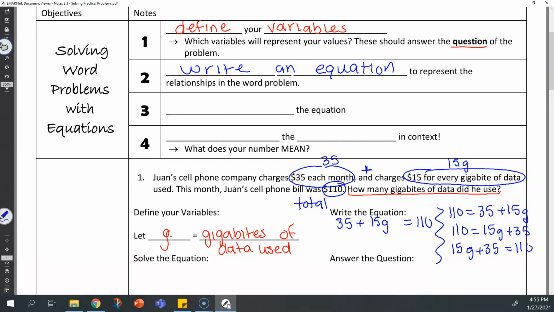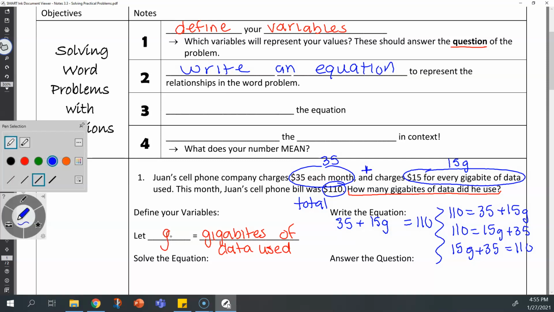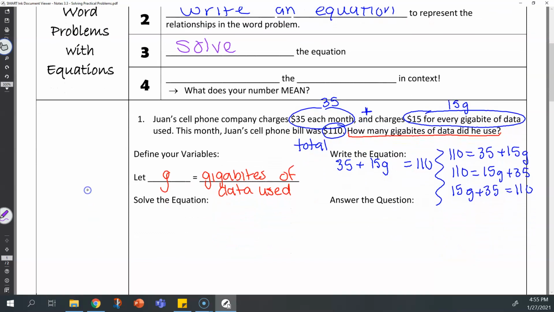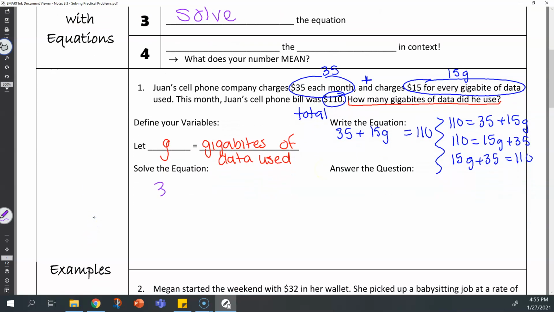So, like I just said, once I have my equation, my next step is to solve that equation. I'm going to use the equation that I wrote originally, 35 plus 15G equals 110. And I'm going to solve this the exact same way I solve a regular two-step equation. I want 15G to be alone, so I'm going to subtract 35 to get rid of it.